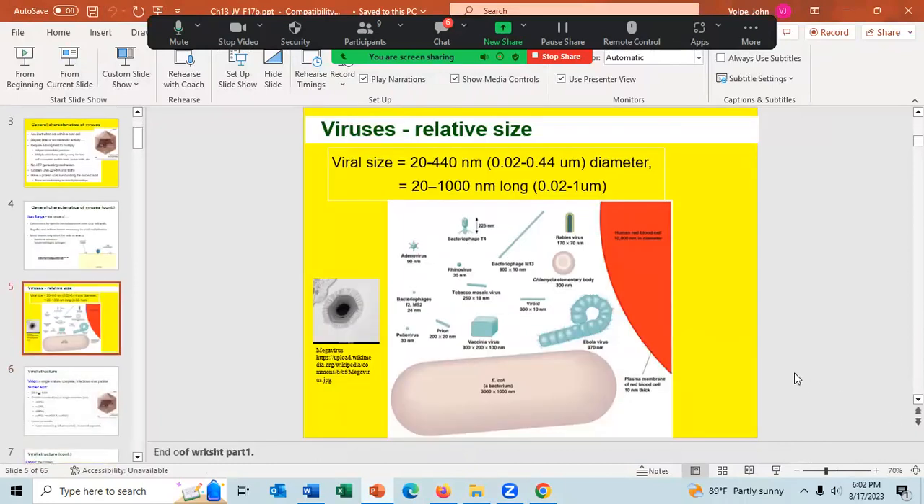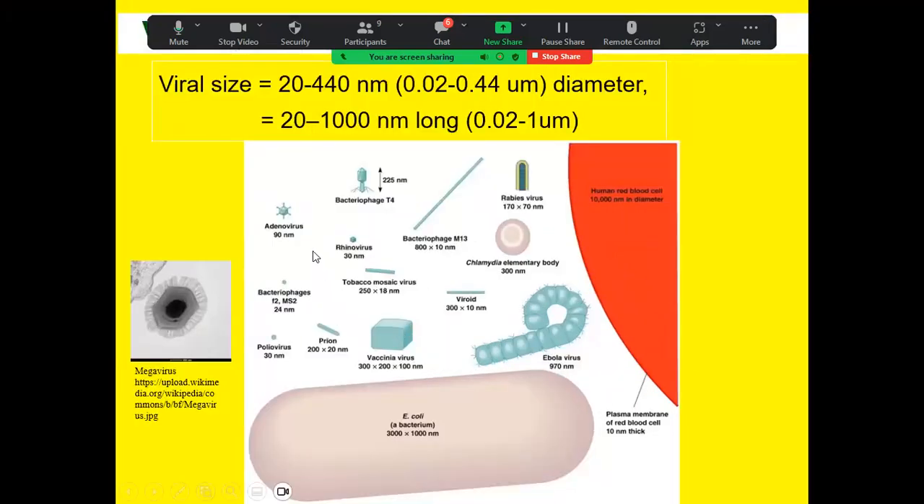Here we're looking at the size of a virus compared to the size of a prokaryote. E. coli is a little bit larger than most prokaryotes, and then there's a prokaryote next to a red blood cell. As you can see, viruses are much smaller than E. coli, and E. coli is much smaller than a red blood cell.